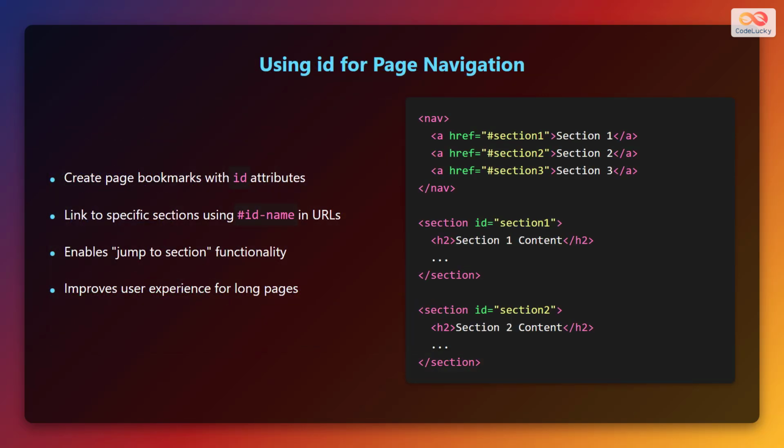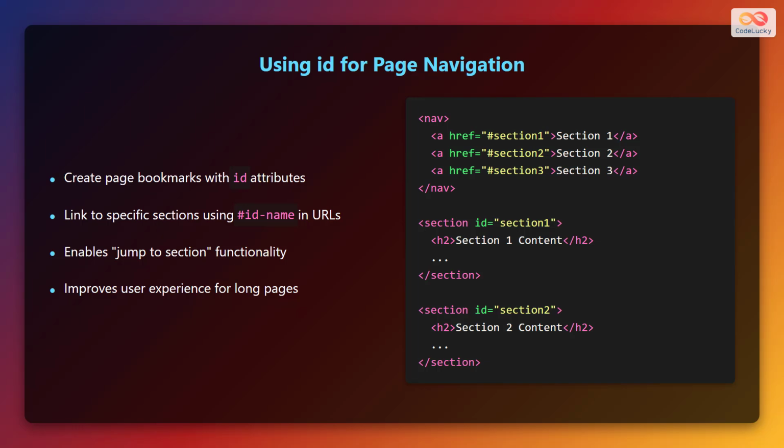Another useful application of the ID attribute is for page navigation. You can create page bookmarks by assigning ID attributes to different sections of your page. Then, you can link to these specific sections using hashtag, followed by the ID name in your URLs. This allows users to jump directly to specific parts of a long page, improving the overall user experience.